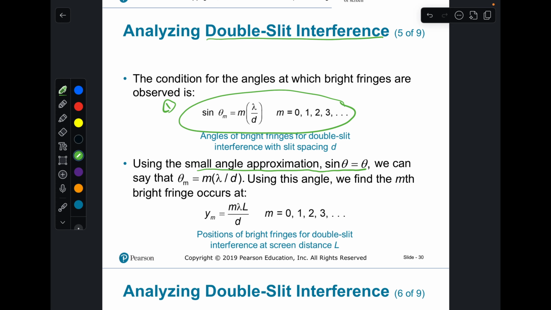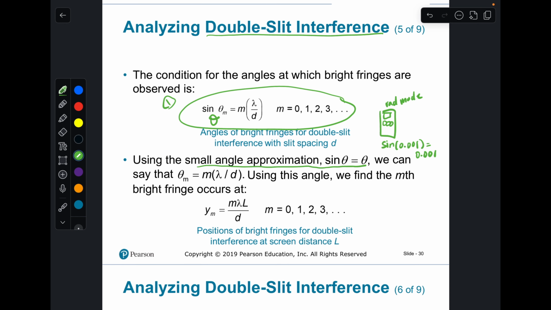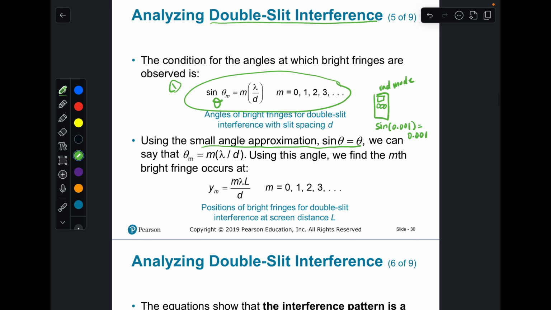And to convince yourself of this, I want you to put your calculator in radian mode and type in sine of 0.001 and see what your answer is. What you're going to get is your answer is 0.001. And so just using your calculator, you can confirm the small angle approximation is valid. So with that, the left-hand side becomes theta, and the right-hand side is m lambda over d.